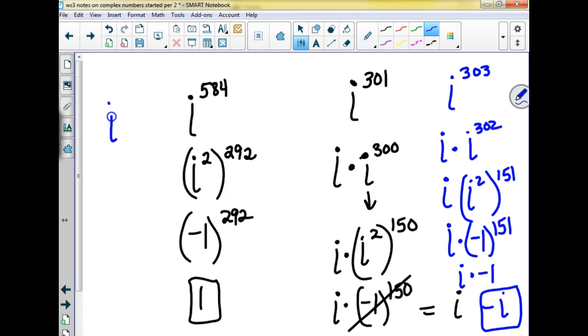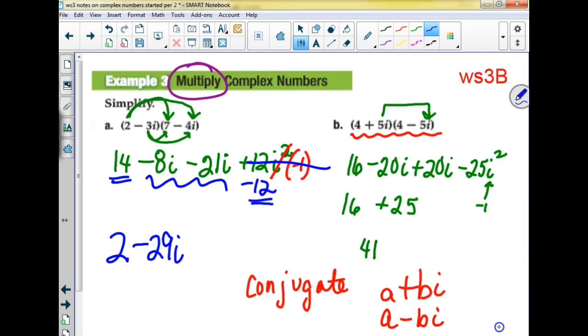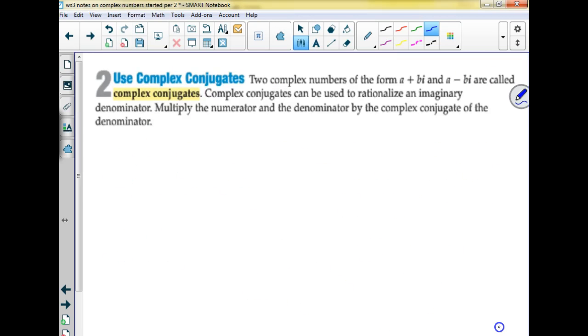Just like if I had had here i to the 202, it would have been i squared to the 101, which would have been negative 1 to the 101, which would have been negative 1 because it's an odd power. Those are all 4 right there: negative 1, positive i, or negative i. Okay? All right. I think I've kind of killed that for today. We can do some more examples tomorrow or something if you need to.